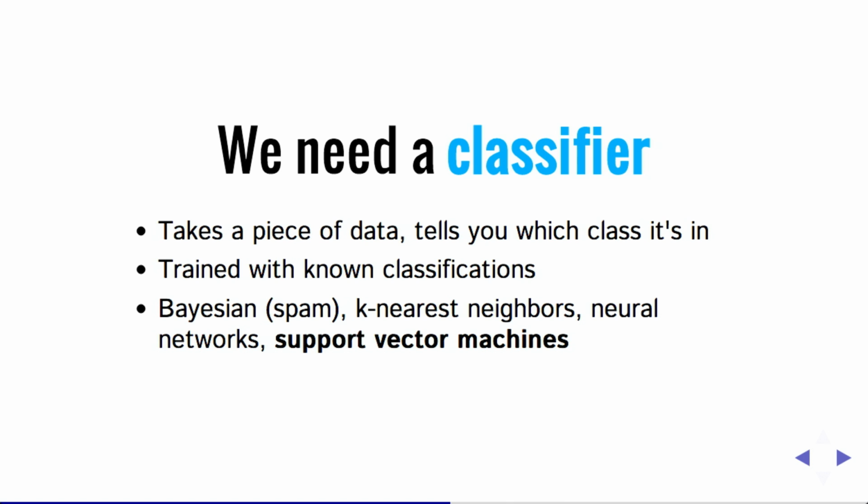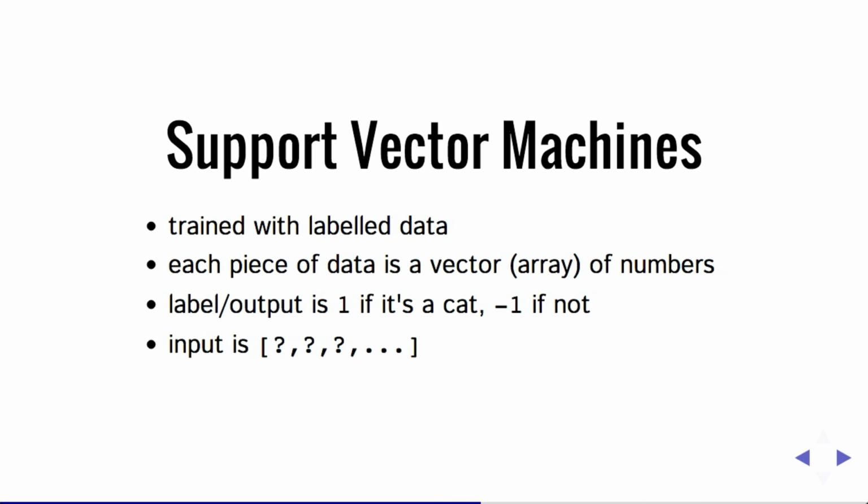Some examples of classifiers are the Bayesian classifier used for spam, k-nearest neighbors, neural networks, and support vector machines. These are all different classification algorithms used for different things. We're going to use support vector machines. The name sounds pretty intense, but we'll at least figure out the vector part in a second. Support vector machines, just like I mentioned before, are trained on data where you already know the answer. So it's trained on labeled data.